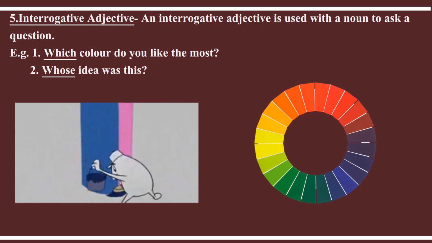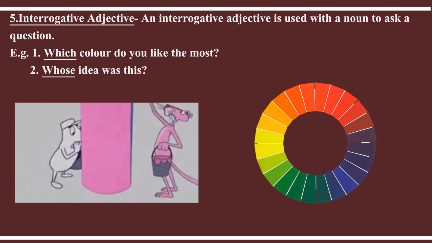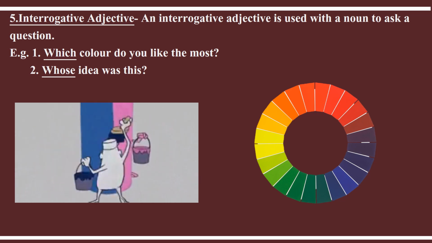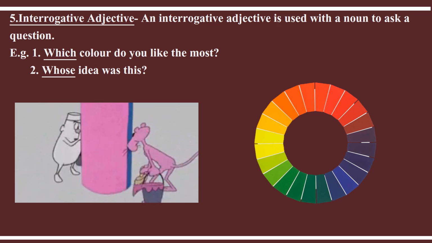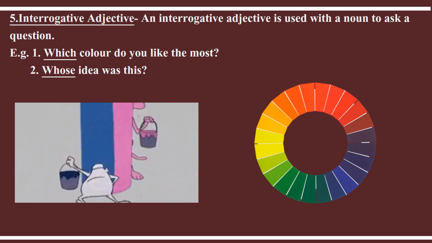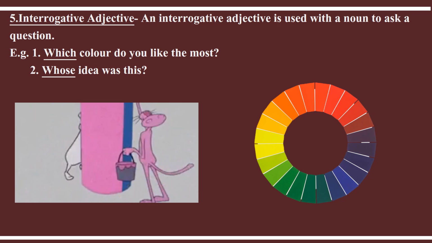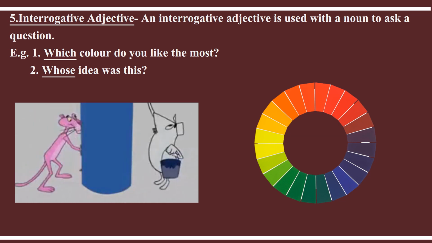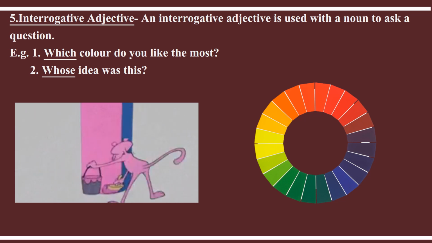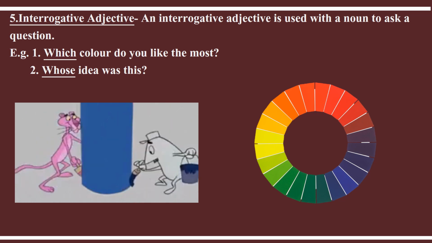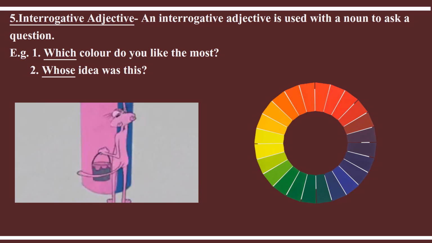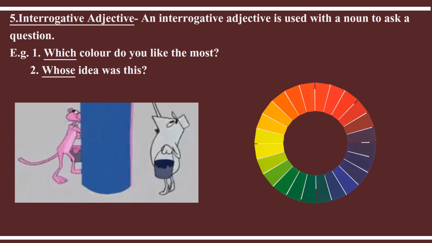Interrogative adjective. The words what, which and whose used with nouns to ask questions about nouns are called interrogative adjectives. In other words, an interrogative adjective is used with a noun to ask a question. Example, which color do you like the most? Whose idea was this? The words which and whose are interrogative adjectives.